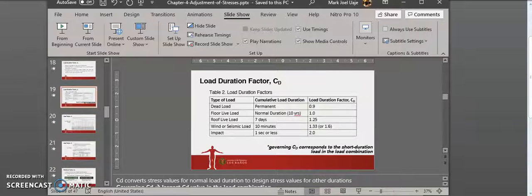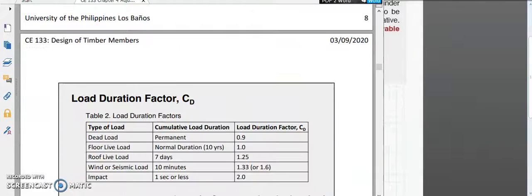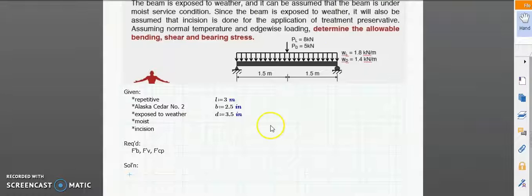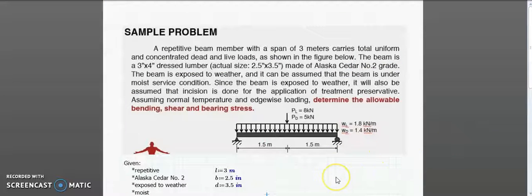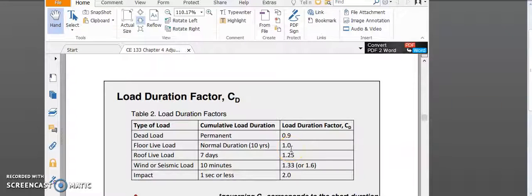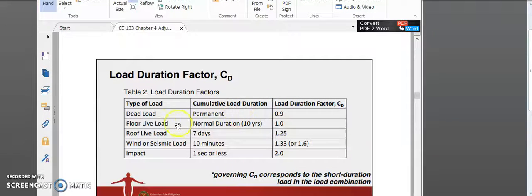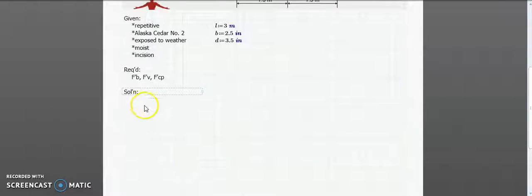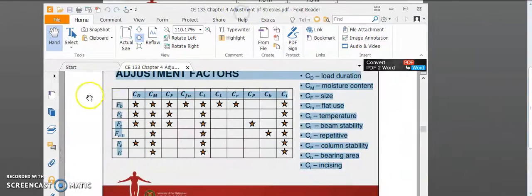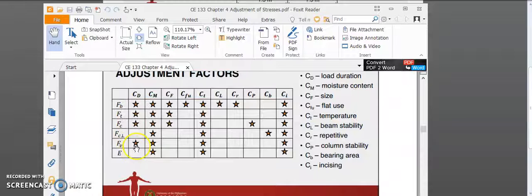So first, let's compute the load duration factor CD. Since our loading types include dead load and live load, we have here our options, either 0.9 or 1. But as we have discussed in the previous video, the shorter duration will govern, or simply the higher load duration factor, which is 1. So CD equals 1. That would be for FB, FV already.